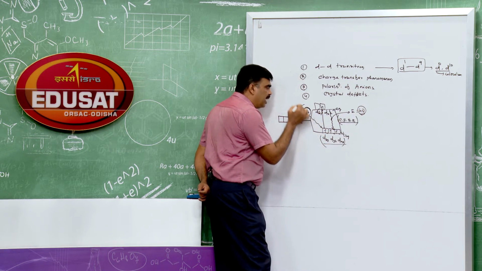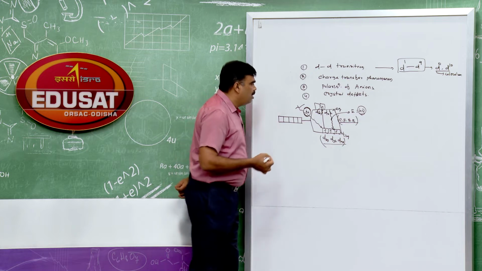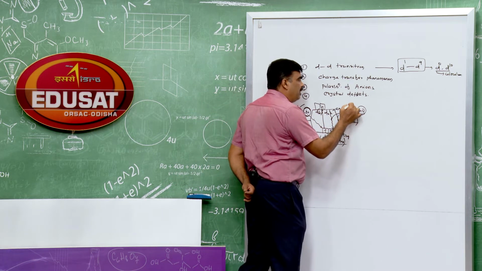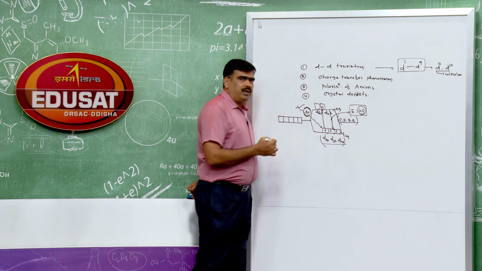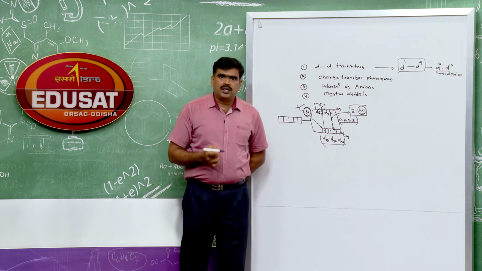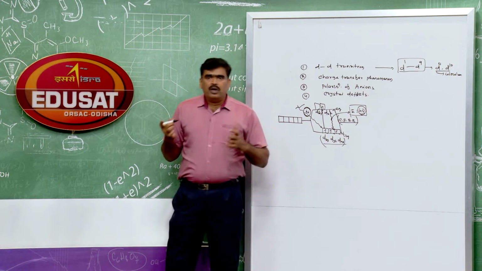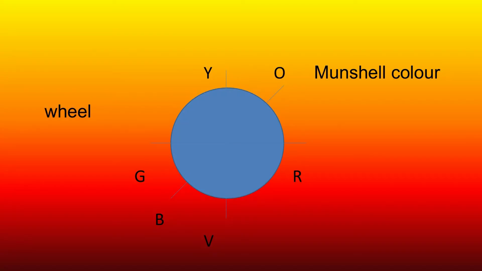It might have been absorbing a particular color of radiation, but which color will it look? The color which it emits, it will give you that color. That is called the complementary color. So, here is a beautiful Munsell's circle to see which color is complementary to which color.